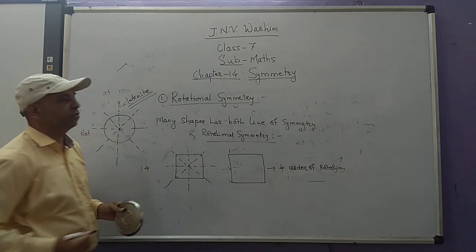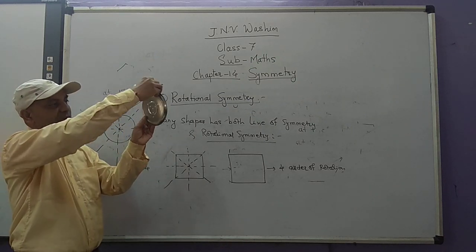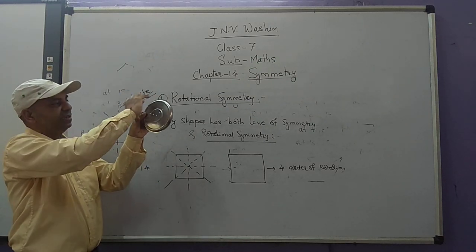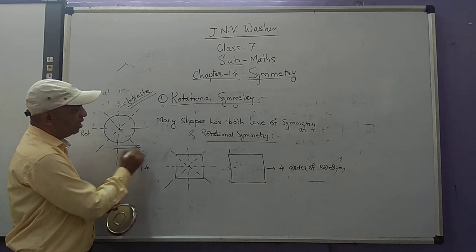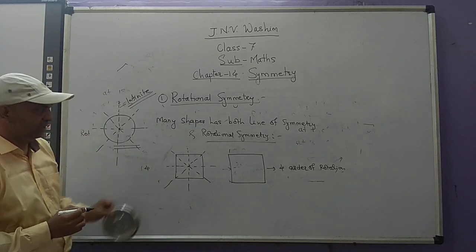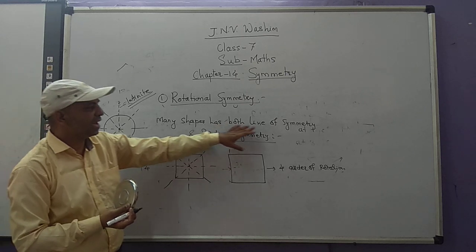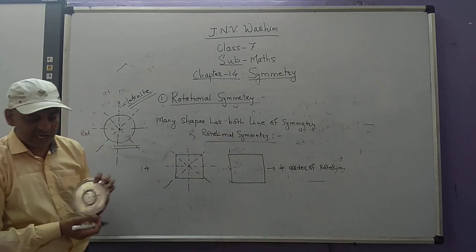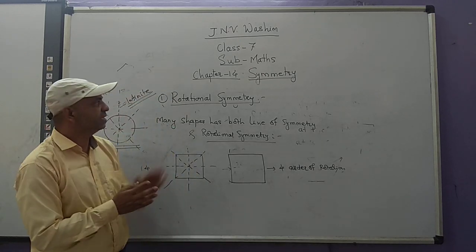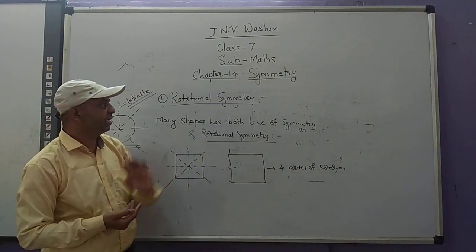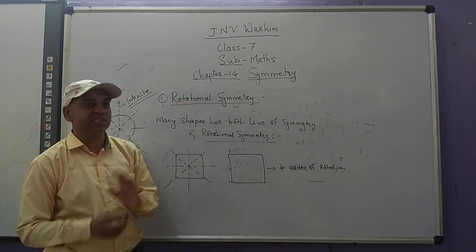And what is the order of rotation in the case of a circle? When we rotate this circle to any angle, we get the same position like a circle. This means it has order of rotation at every angle. So the circle has both line of symmetry and rotational symmetry. So we discussed here in the chapter about symmetry, the types of symmetries: line symmetry and rotational symmetry.